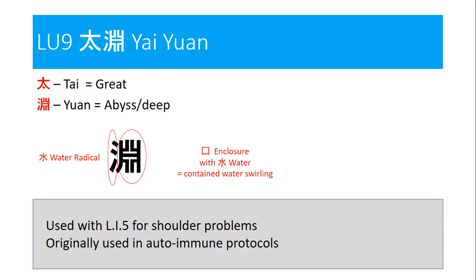Lung 9, the Great Abyss, is a point I do not use much in terms of needling it. I do use it with large intestine 5 as part of Kawai's shoulder protocol, using the wrist points. This combination originally called for an ion pumping cord connecting the black clip to large intestine 5 and the red clip to lung 9.